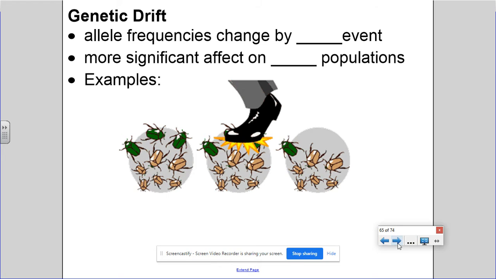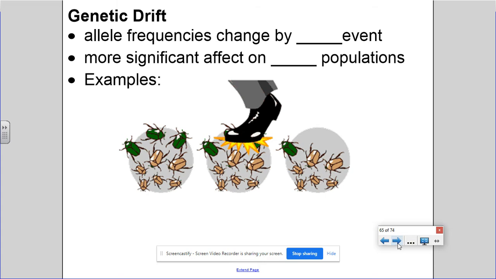If you can imagine having a new student move in to Thomasville and go to Scholars Academy, most likely you're going to notice that new student in your grade because we're a pretty small school. If we were at a really large school, you may not notice just one new student moving in or moving out. So genetic drift is going to have a more significant effect on small populations because you don't have as many to begin with.